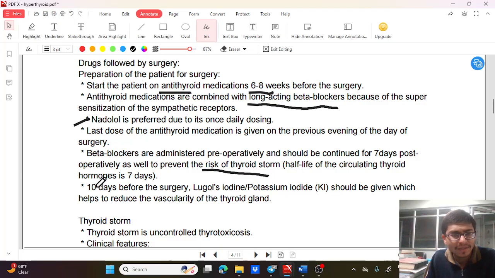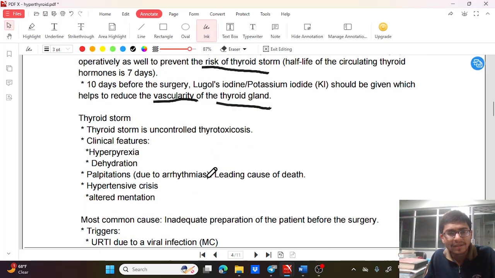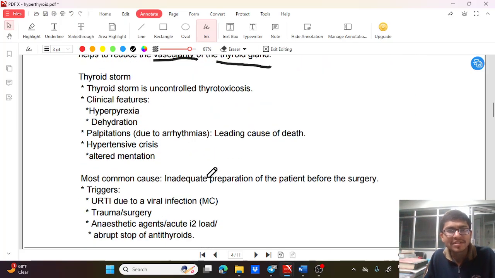So, 10 days before, we also start KI or Lugol's iodine, that is given to decrease the vascularity, which will be helpful for maintaining bloodless or minimal blood loss during surgery. Then coming to thyroid storm, which we just discussed.